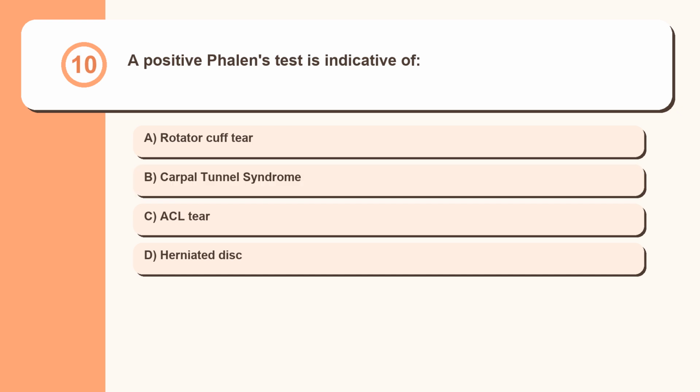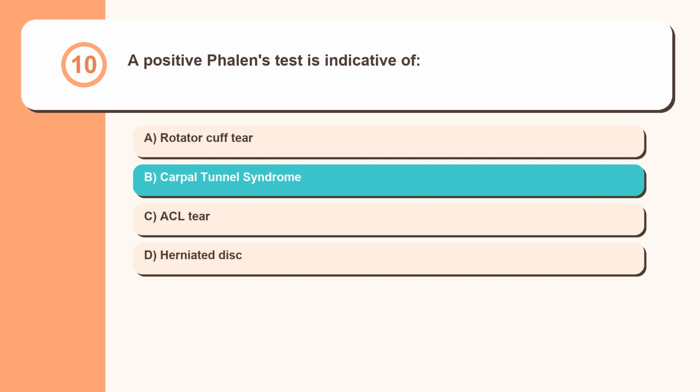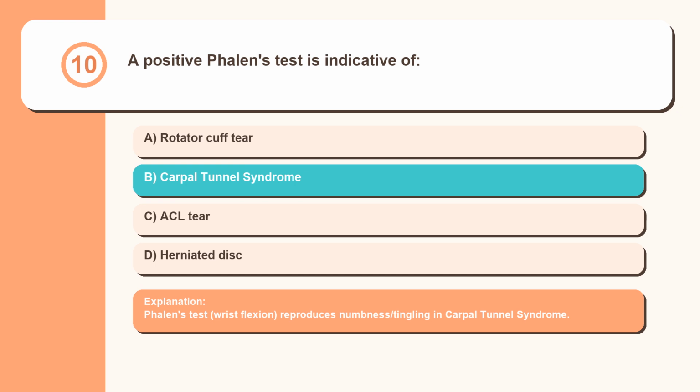Question 10. A positive Phalen's test is indicative of rotator cuff tear, carpal tunnel syndrome, ACL tear, herniated disc. Phalen's test, wrist flexion, reproduces numbness/tingling in carpal tunnel syndrome.